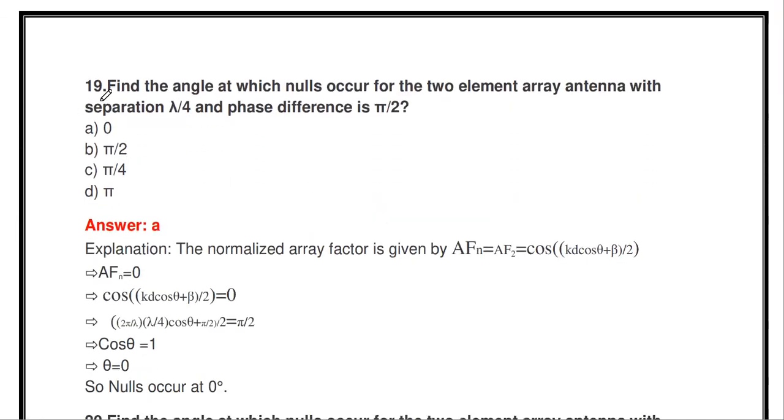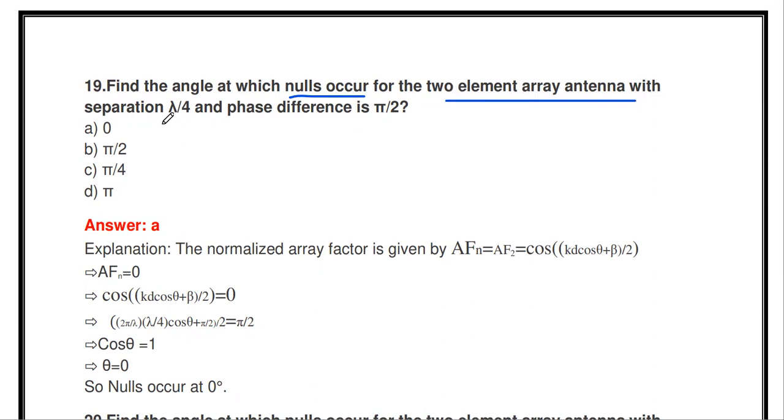The next one: find the angle at which nulls occur for a two element array antenna with separation lambda by 4 and phase difference pi by 2. So we are considering two antennas separated by lambda by 4, and the phase difference applied to these two antennas is pi by 2. Find at which angle nulls occur. Nulls means the angle at which the radiation pattern reaches zero value. It is called the null.